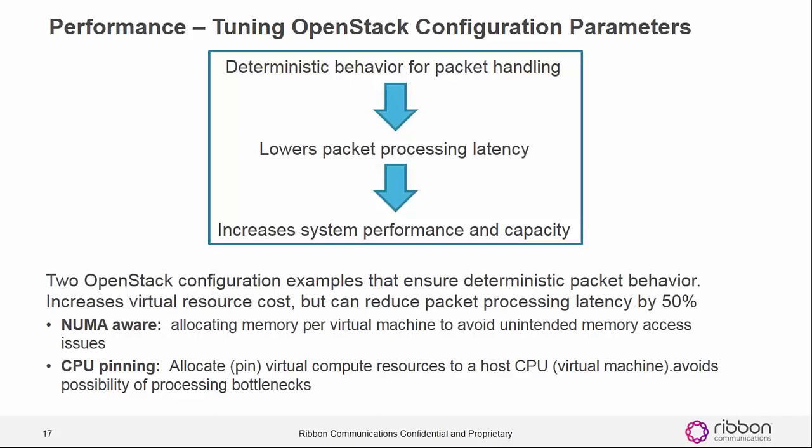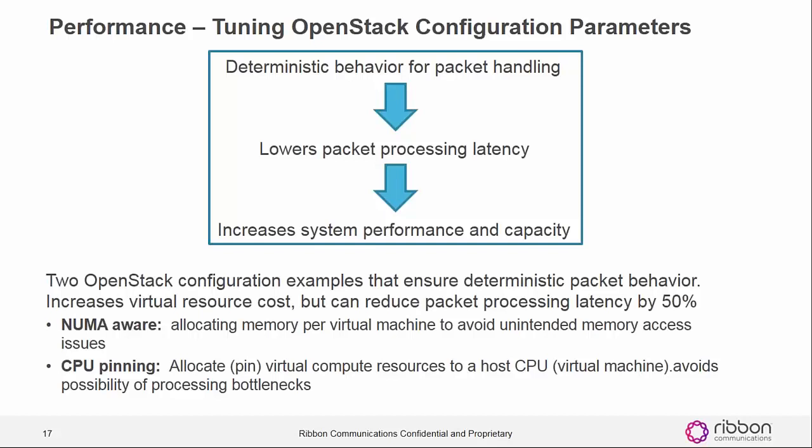CPU pinning is something similar. Here we're allocating, or pinning, that's where the term comes from, virtual compute resources to a specific host CPU or a virtual machine. So again, this adds some cost in terms of the virtual compute resources being allocated, but it's more than offset by the gains from not having processing bottlenecks and having available compute resources when you need them. We did a bunch of measurements. We looked at how to hit the performance levels we were being asked to hit, and these were the two largest drivers. As I said, there are 3 or 4 others that also contribute.